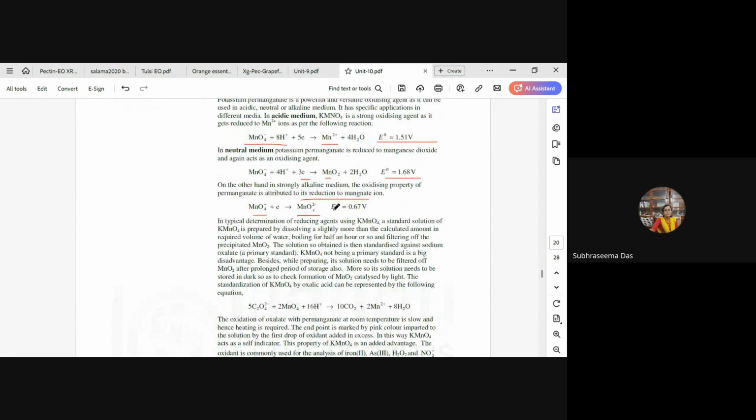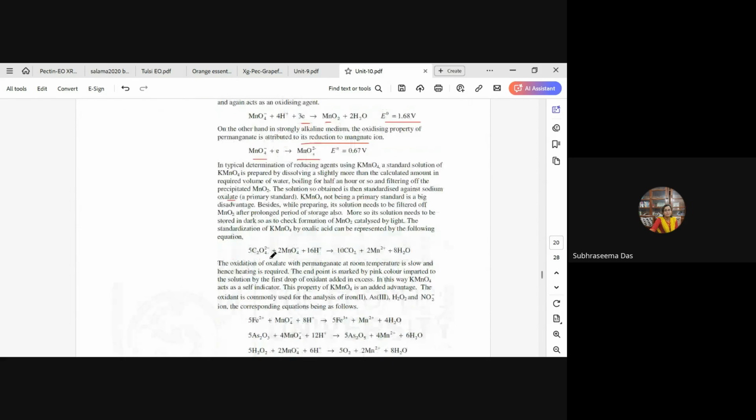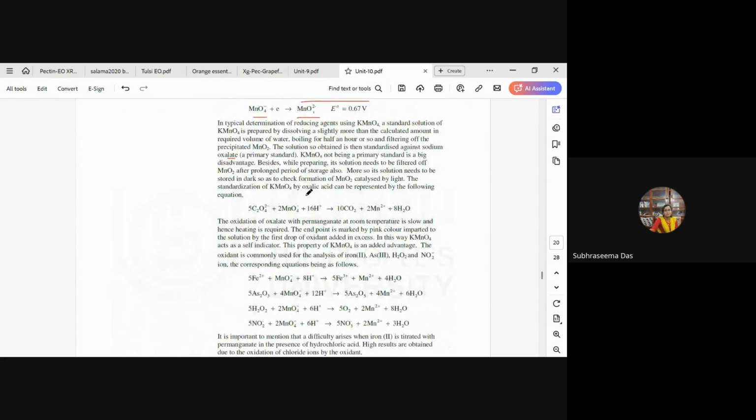In a typical determination of reducing agents using KMnO4, we prepare a standard solution of KMnO4. Then the solution is standardized against sodium oxalate, which is the primary standard. KMnO4 not being a primary standard is a big disadvantage. The standardization of KMnO4 can be done with sodium oxalate or oxalic acid, as given by this equation.